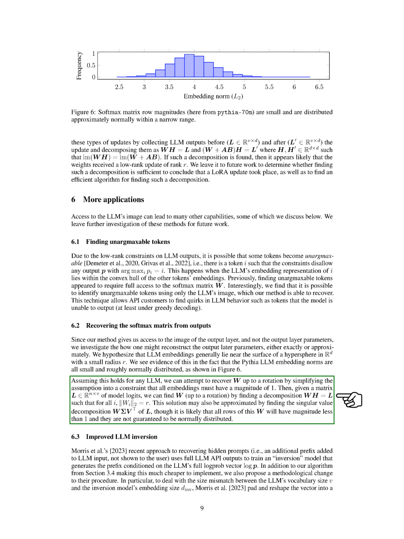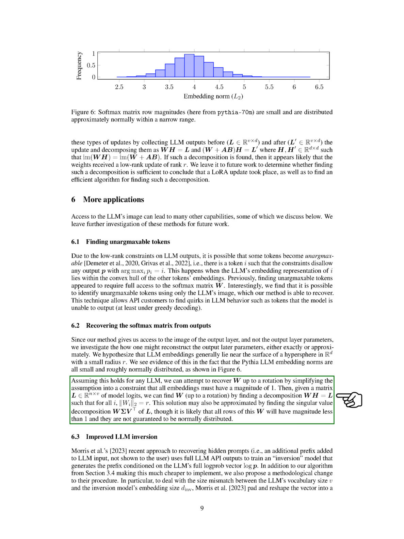To find the matrix of model logits, we can determine the parameters, up to a rotation, by decomposing a matrix such that a specific condition is satisfied for all elements. This solution can also be approximated by performing a singular value decomposition, although the magnitudes of the rows may be less than a certain value and may not follow a normal distribution.